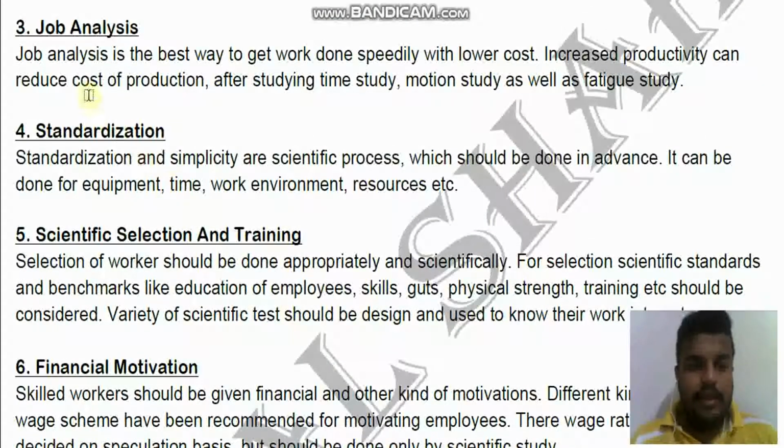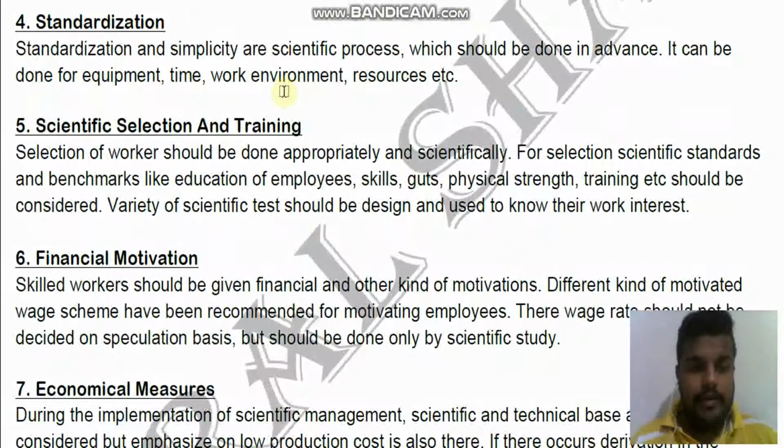Job analysis. Job analysis is the best way to get work done speedily with lower cost. Increased productivity can reduce cost of production after studying time study, motion study as well as fatigue study. It means analyzing the job, how the job is done, where there is wastage of resources and wastage of time. With this we can get the work done speedily with lower cost. Next is standardization. Standardization and simplicity are scientific processes which should be done in advance. It can be done for equipment, time, work environment, resources, etc.